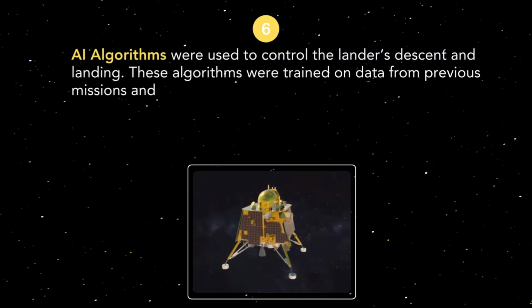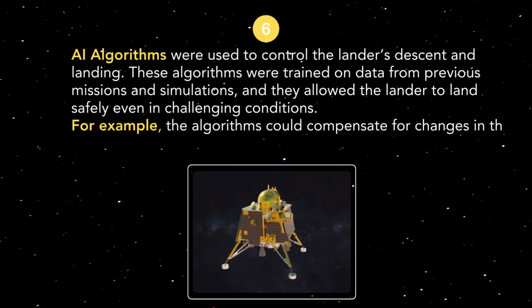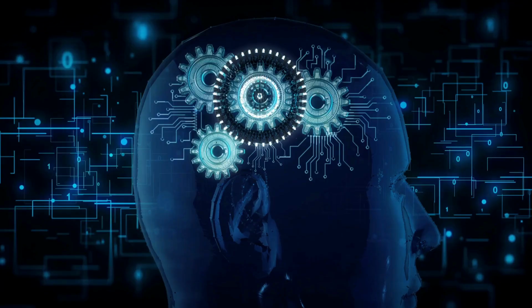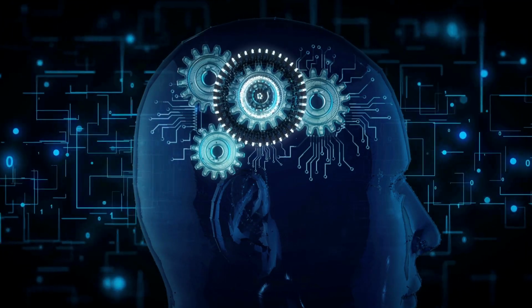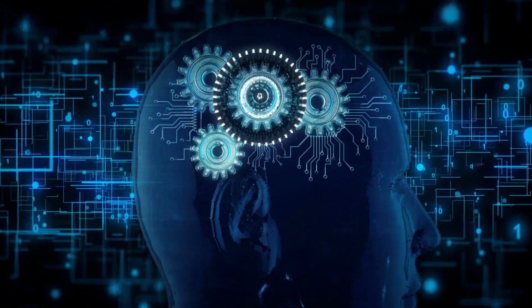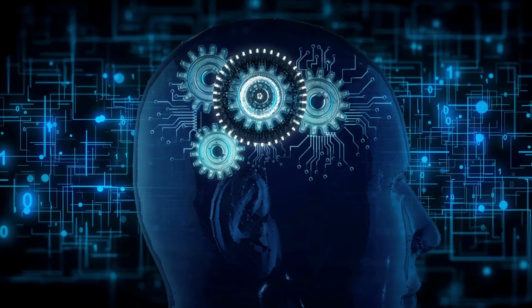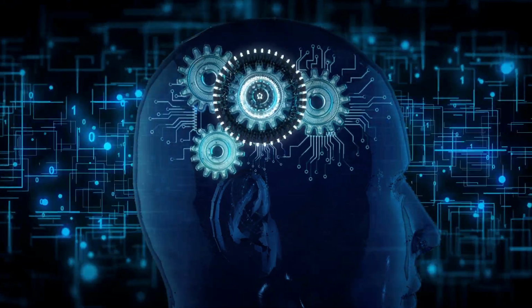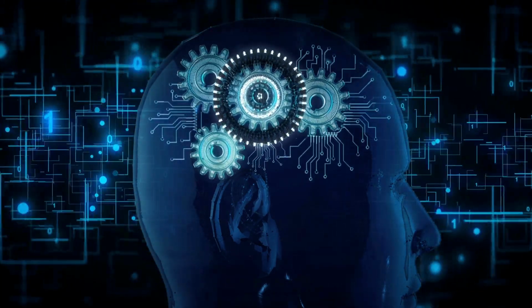AI algorithms were used to control the lander's descent and landing. These algorithms were trained on data from previous missions and simulations, and they allowed the lander to land safely even in challenging conditions. For example, the algorithms could compensate for changes in the wind or the terrain.